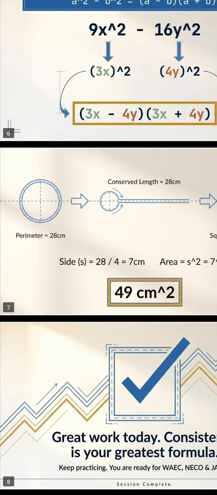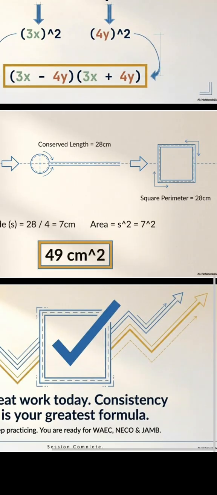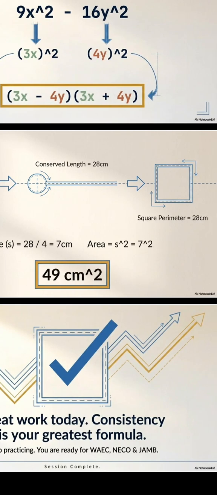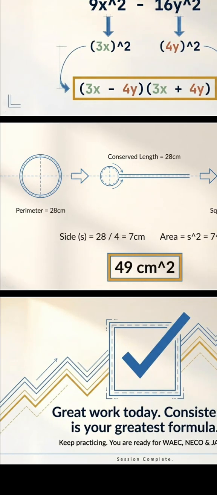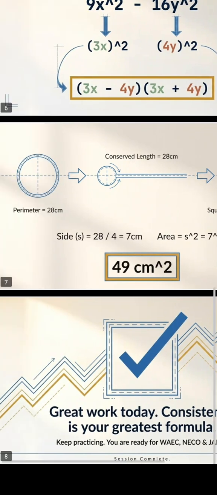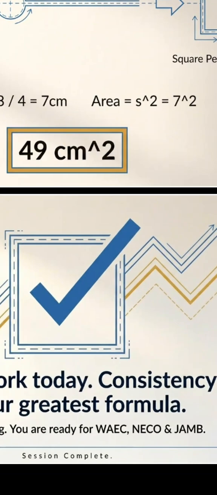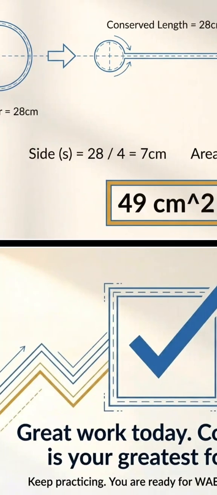Now the last one, we are comparing two shapes. The circumference of a circle is 28 centimeter, and we are asked to find the area of the square that we can get from that particular circle. Which means the circumference of the circle is equal to the perimeter of the square. The circumference of the circle is 2 pi r, and the perimeter of the square is 4l, where the circumference is given to be 28.